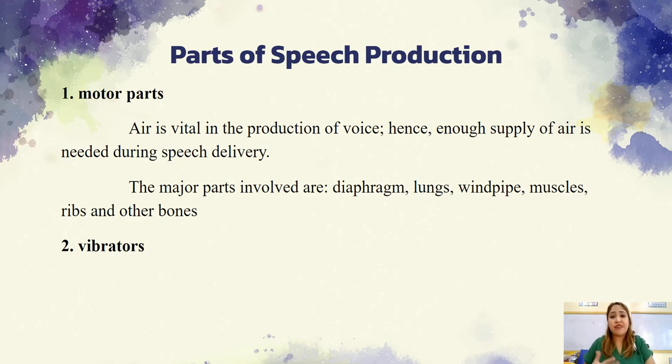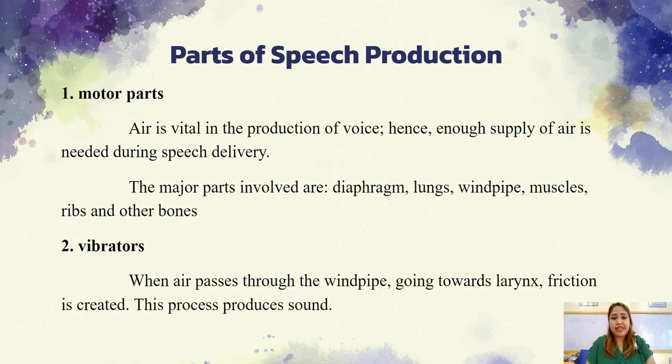Second, we have what we call the vibrators. When we have enough air supply in our body, we need these parts to produce the sound. These vibrators actually involve two parts: the larynx and the vocal cords. So how do these vibrators produce sound?